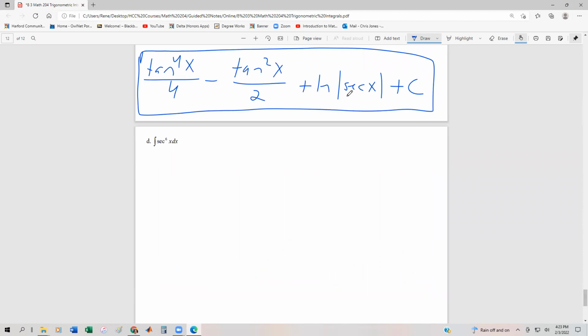So in our last video, after this one, we're going to have a couple more examples of being able to evaluate these types of functions involving secant and tangent.